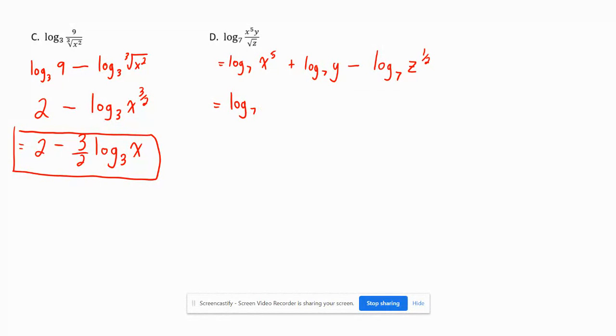Sorry, now we're going to use our power law. Our power law means these exponents can come down in front as coefficients. So it becomes 5 log base 7 of x plus log base 7 of y minus 1/2 log base 7 of z. Okay, so this is how this is written as three individual logarithms of x, y, and z for this case.